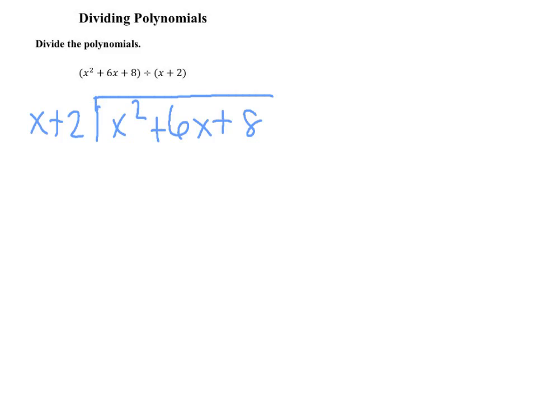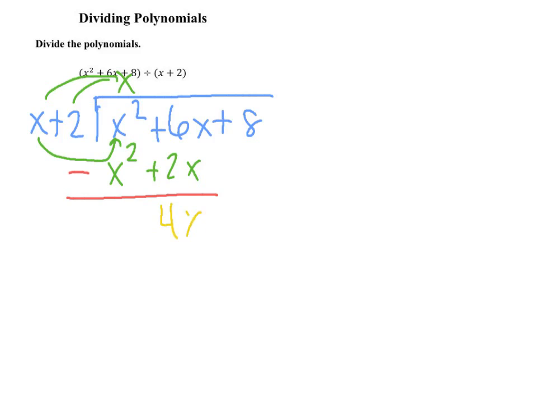You need to ask yourself, how many times does x go into x squared? So x times x is x squared. Now, I'm going to take x and multiply it by the x and the 2. So x times x is x squared, and then x times 2 is 2x. So now, I subtract. So x squared minus x squared is 0, and then 6 minus 2 is going to be 4x. Now I'm going to bring down that 8.